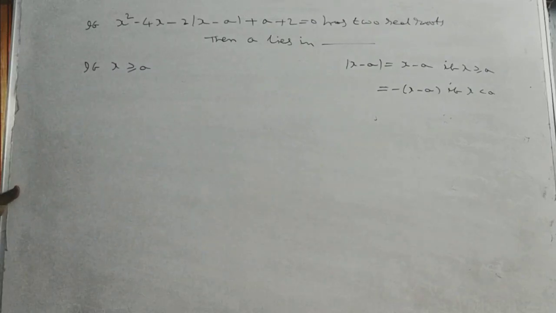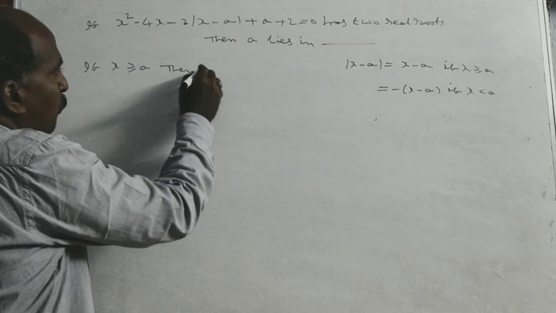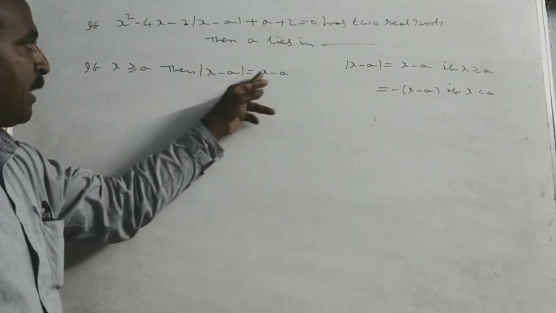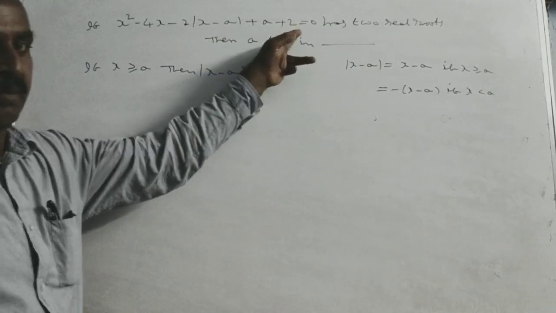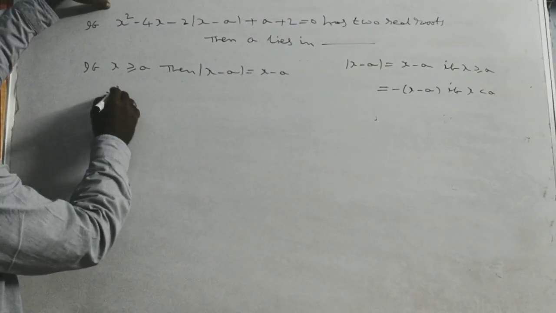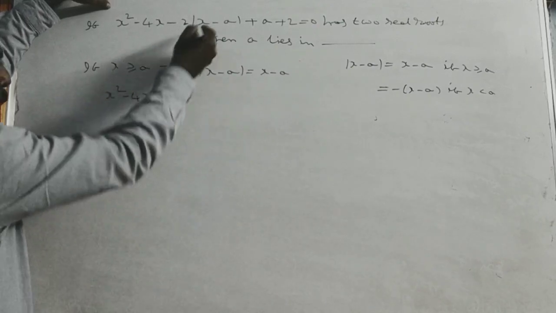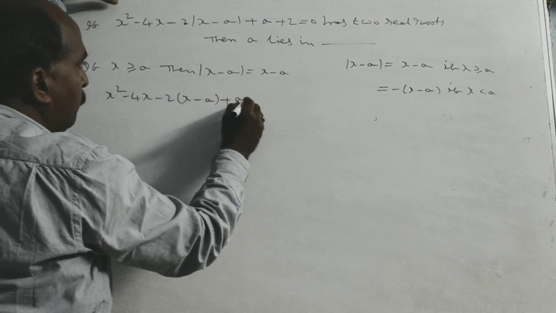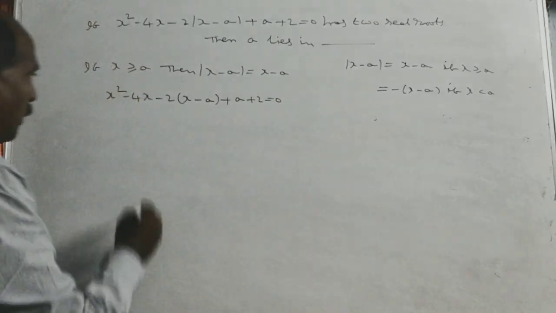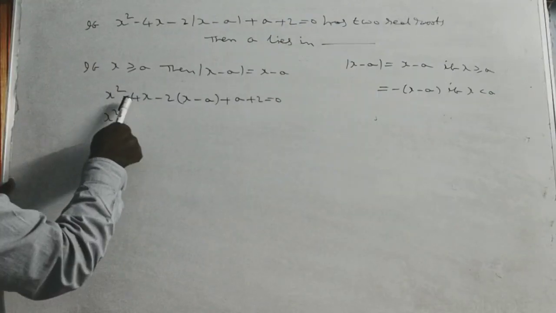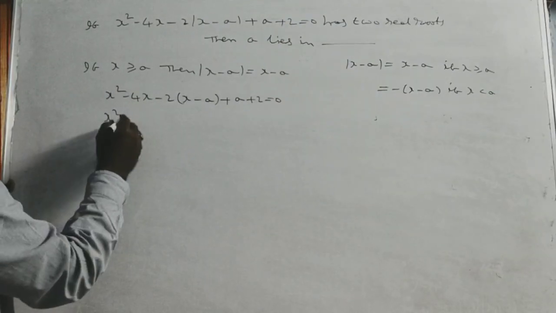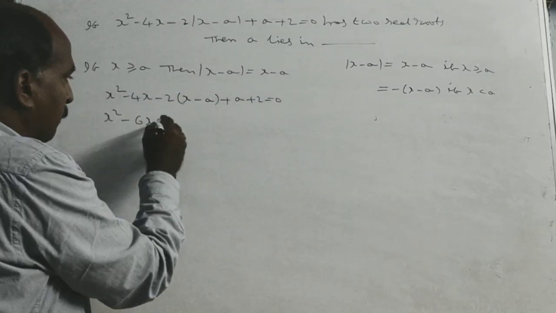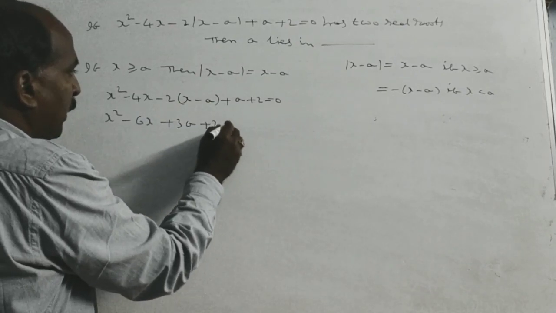If x ≥ a, then we get |x − a| = +(x − a). Put |x − a| = x − a in this equation, we get x² − 4x − 2(x − a) + 2 = 0. So x², here we have −4x and −2x, totally −6x, and −2 into −a is +2a, plus 2, that is +3a... so x² − 6x + 3a + 2 = 0.